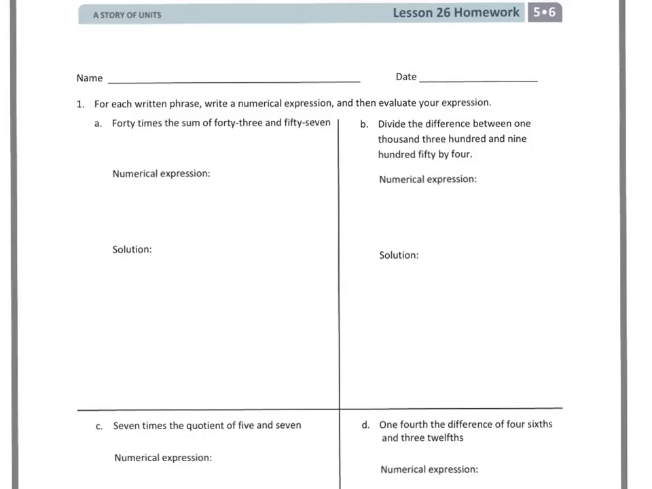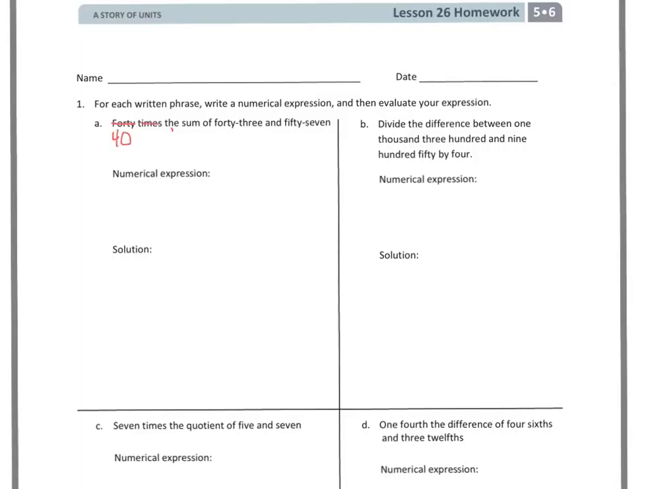For number 1 it states, for each written phrase, write a numerical expression and then evaluate your expression. So let's take a look at A. It says 40 times the sum of 43 and 57. The first thing that I like to do is turn word form into number form.